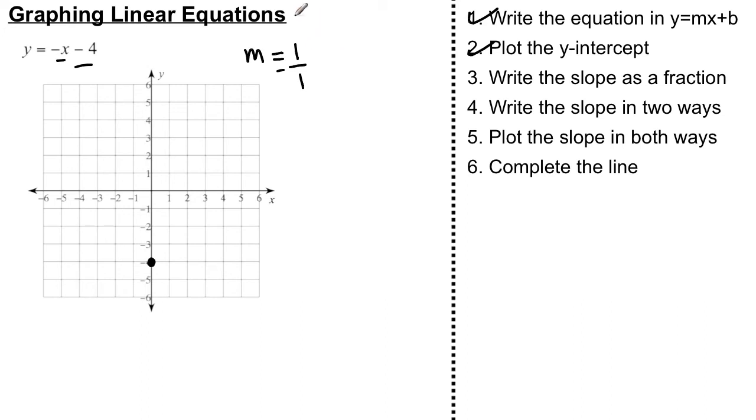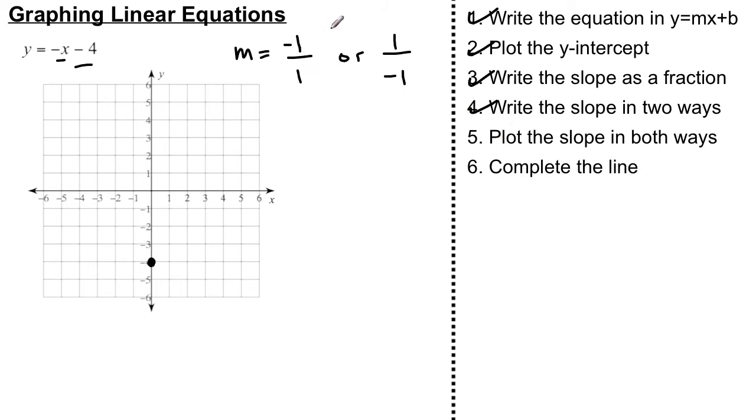Right? So our slope becomes negative 1 over 1 or 1 over negative 1. Okay? So we'll write the slope as a fraction. We got it in both ways. Now we want to plot the slope.